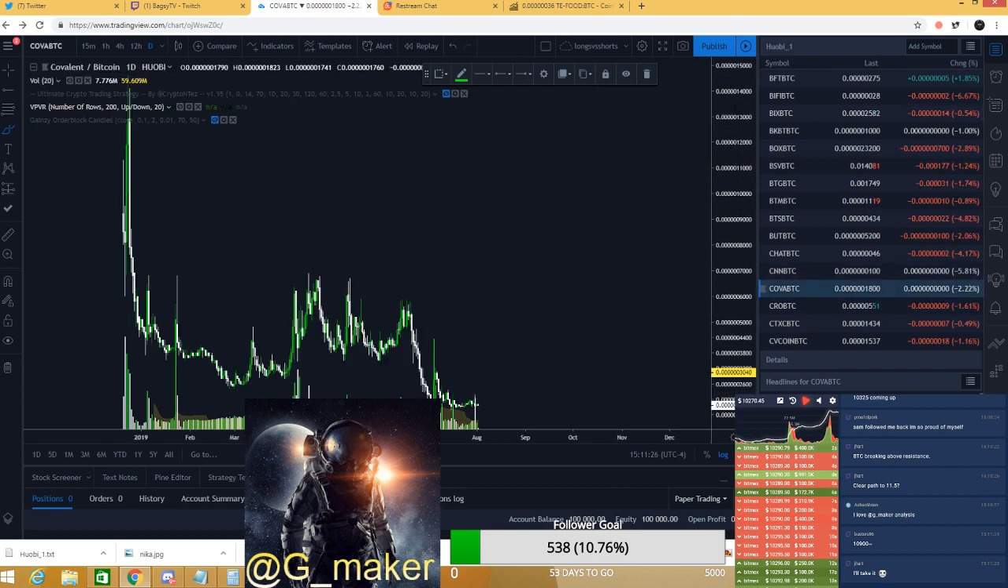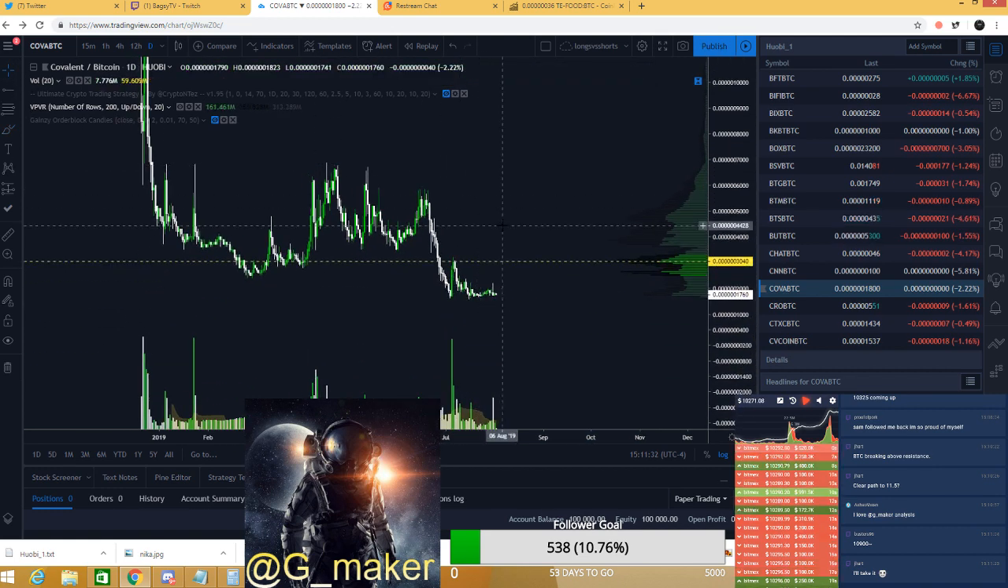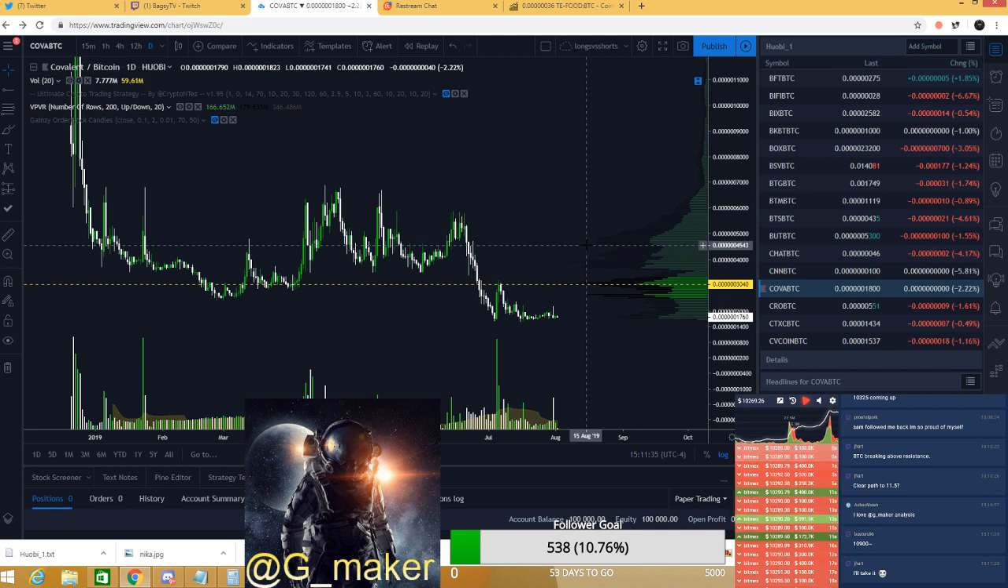Kova doesn't look Kova ready. It's resetting hard, I think. Certain MAs are crossing, and all the MAs are just flat on that one, like flat and stacked. So if a pump happens, it's gonna penetrate right through it, and it's gonna go back to 7,000. So it's gonna pump hard if it goes off.